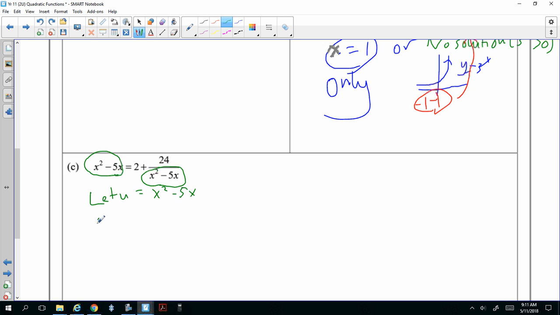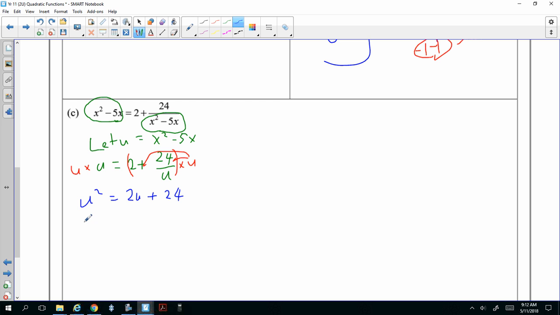So you end up getting u equal to 2. See, it simplifies the equation a lot. And then you can multiply both sides by u, and you get a quadratic. Multiply both sides by u, expand, and because the u and the over u get cancelled, you end up getting u squared minus 2u minus 24. Solve it and do the rest.